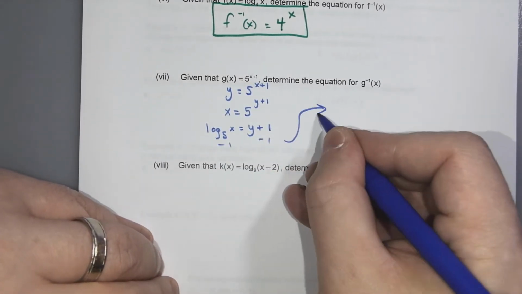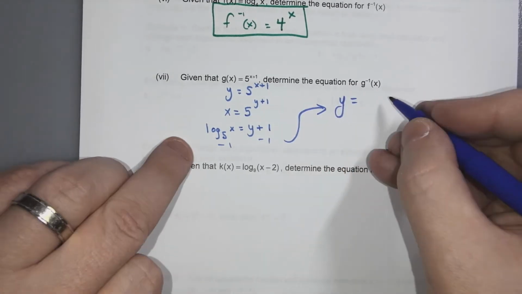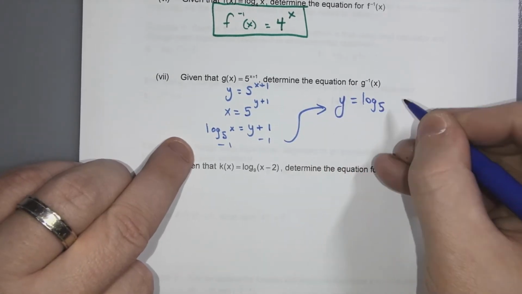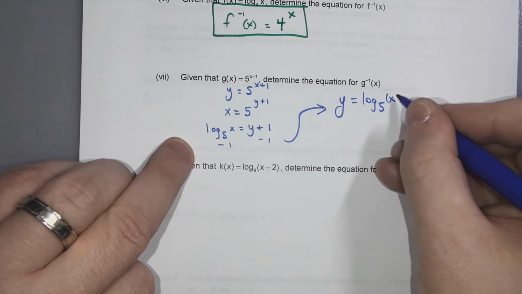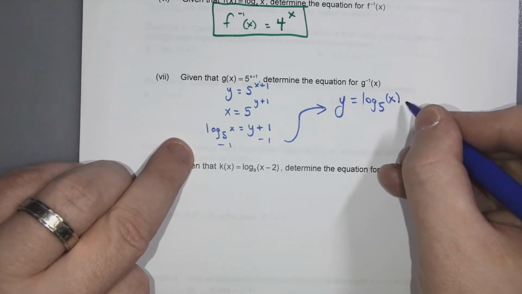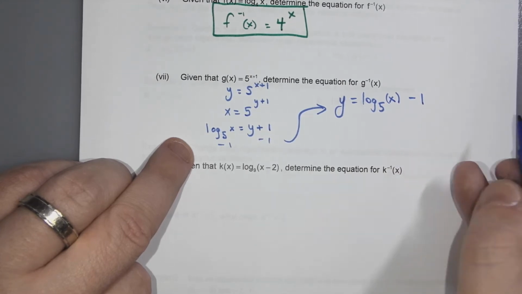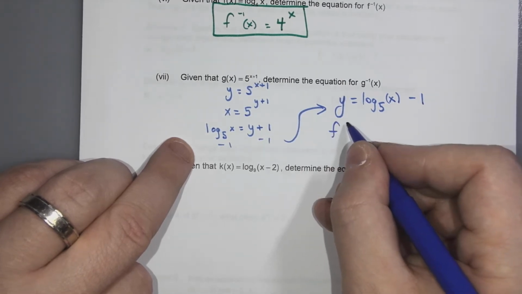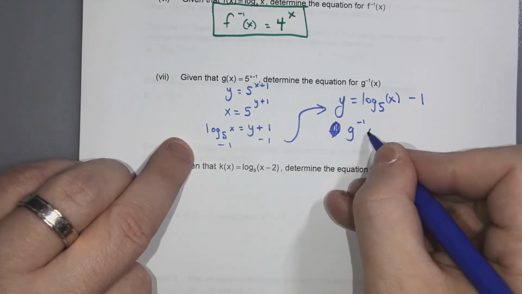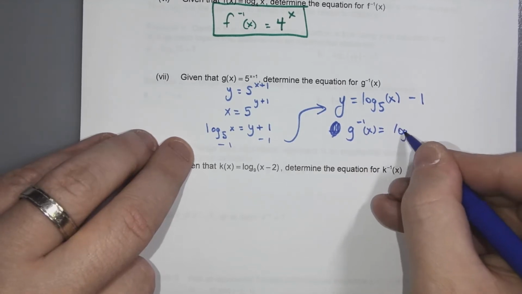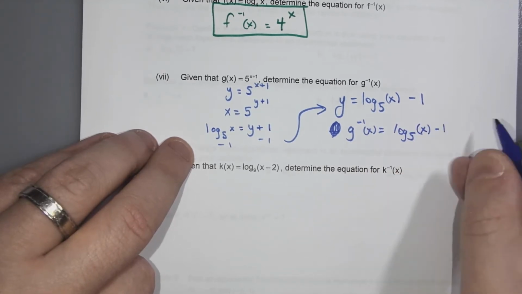Subtract 1 from both sides. y equals log base 5 of x minus 1. Put parentheses around this if there's any confusion at all, but we want to make sure that minus 1 is not considered to be part of our argument in there. And therefore, g inverse is log base 5 of x, minus 1.